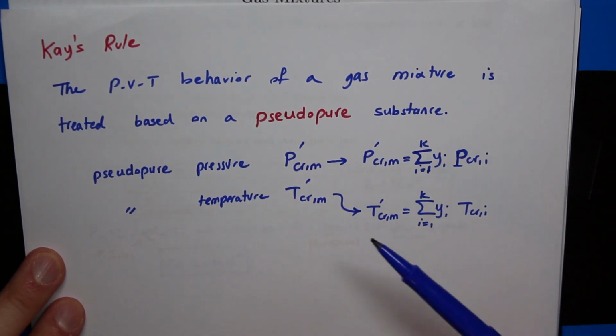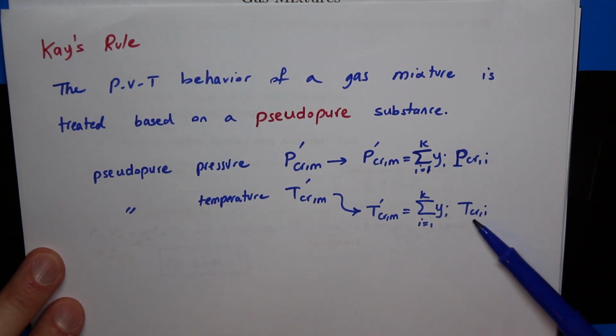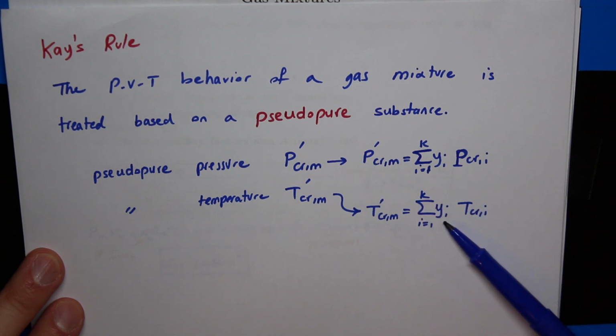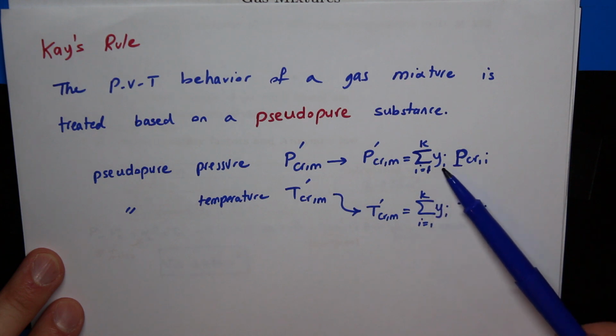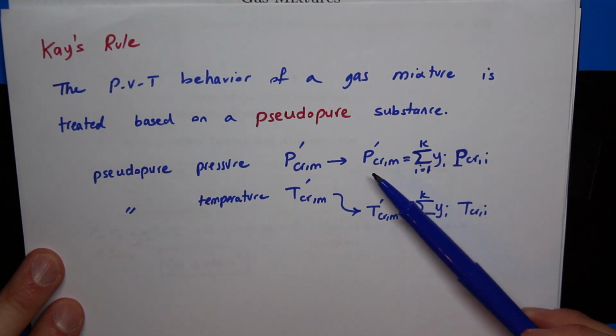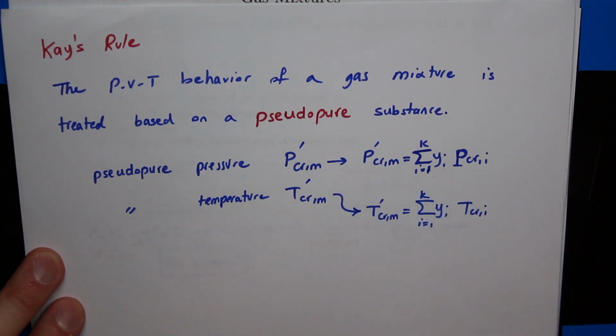Basically, instead of dealing with different critical pressures and different critical temperatures for each component, I'm getting the average of that with mole fraction. So this yi is the mole fraction. I'm going to use this equation to obtain the critical pressure and the critical temperature of the mixture.